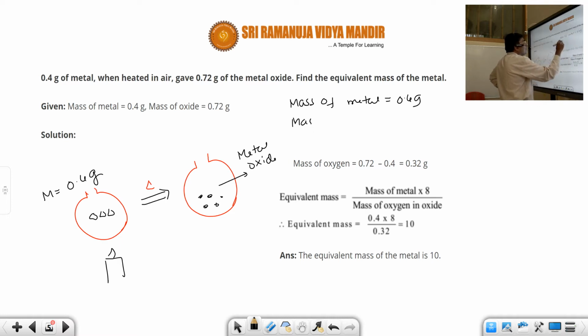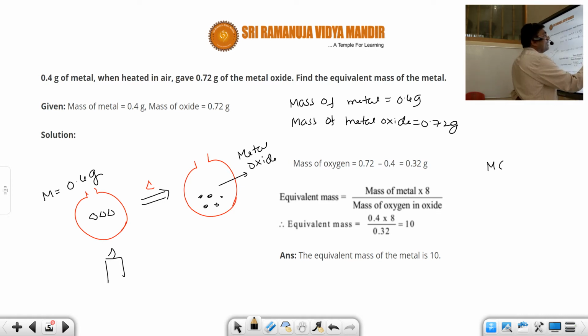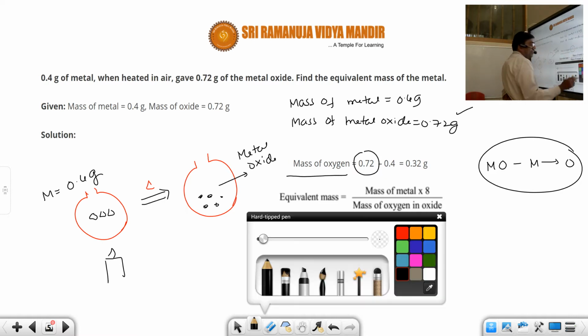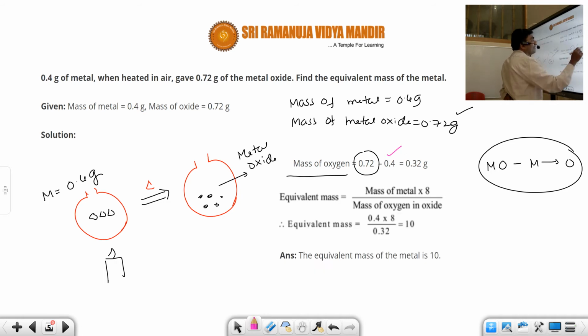So the mass of the metal oxide is given, students. How much is given? 0.72 grams. You know very well, mass of metal oxide minus mass of metal gives oxygen only. Agreed or not? So mass of oxygen is equal to mass of metal oxide minus mass of metal, that is 0.72 minus 0.4.